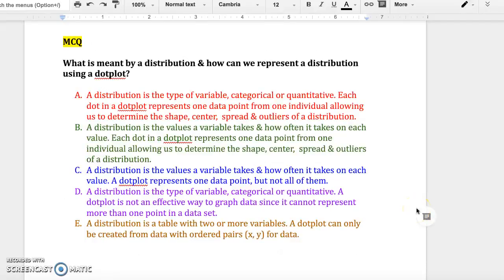I would like you to now pause to read over our multiple choice question. So on the Google form, which has a button right below for the homework, you're going to click on that button and you're going to answer A, B, C, D, or E. So what is meant by a distribution and how can we represent a distribution using a dot plot? So please pause right now. Read your 5 answer choices and then answer on the Google form.